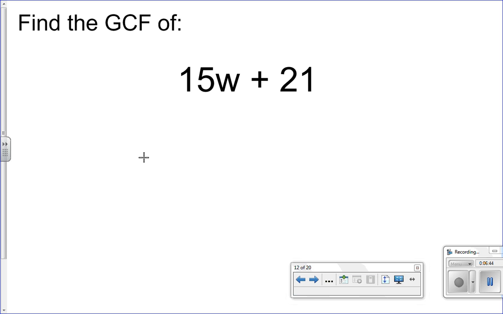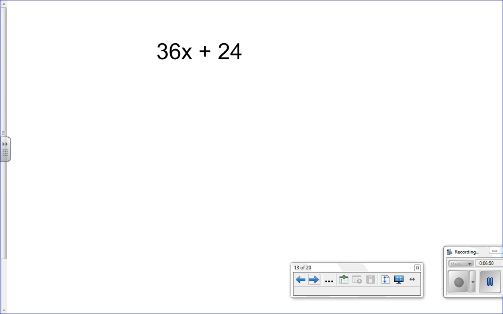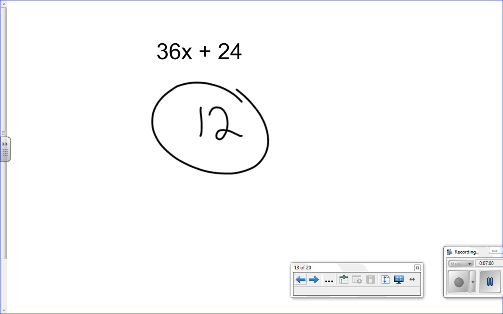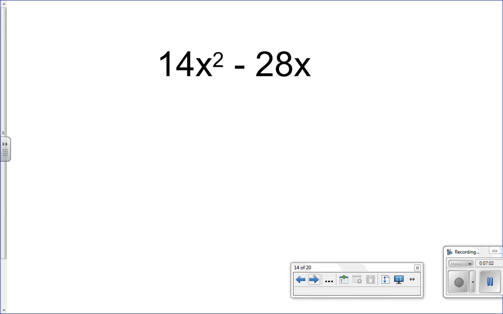The greatest common factor of 15w plus 21 is 3. How about 36x plus 24? The greatest common factor of this one is 12. Now 14x squared minus 28x.